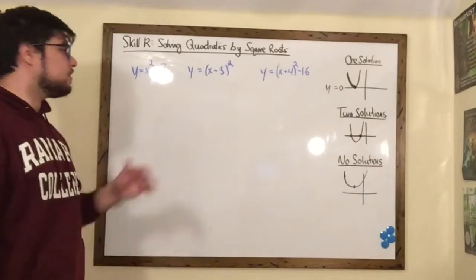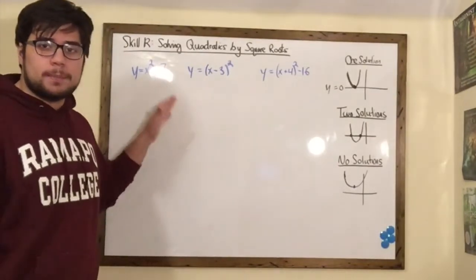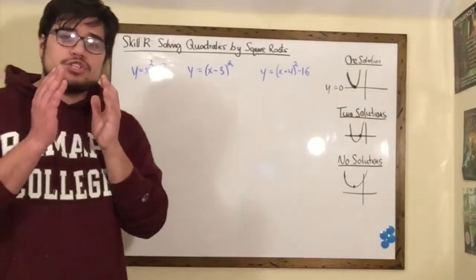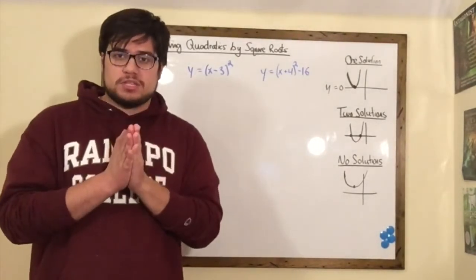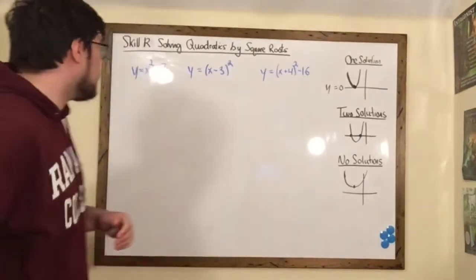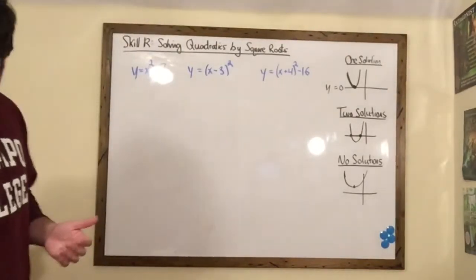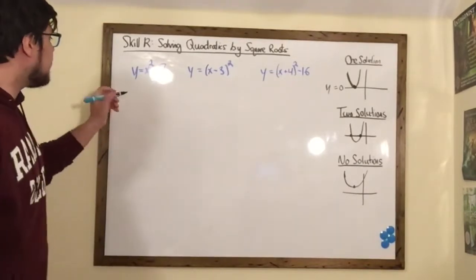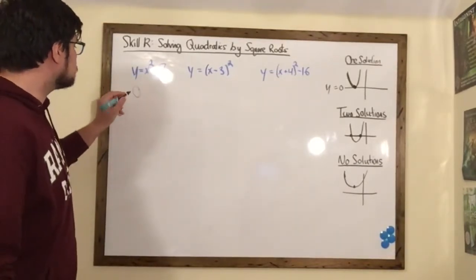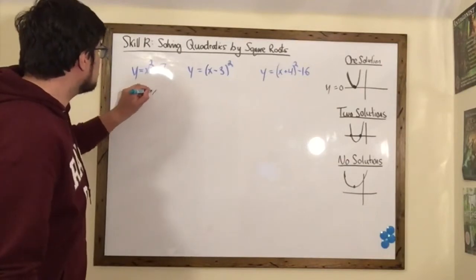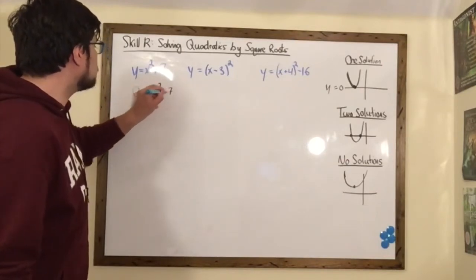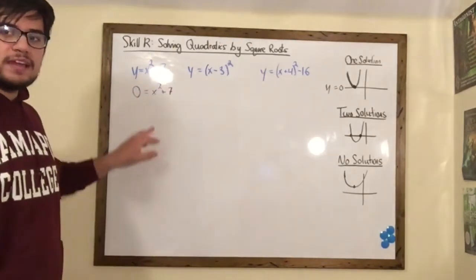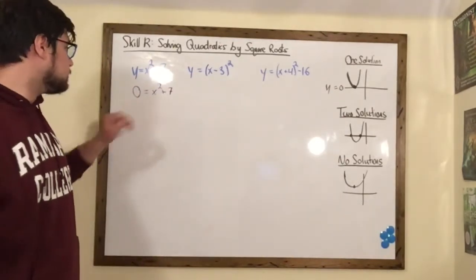So the first one I have here is y equals x squared plus 7. Again, you might not be able to see it because of the glare, but what we're trying to say is when does y equal 0 and what x value will give us y equal to 0. So I'm going to rewrite this equation. Okay, I have y equals x squared plus 7. I'm going to rewrite it as 0 equals x squared plus 7, right? Okay, does it hit the x-axis? Do I get a value equal to 0 in this case?